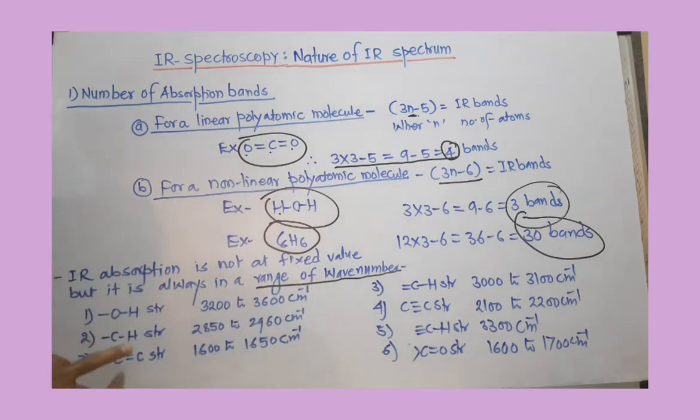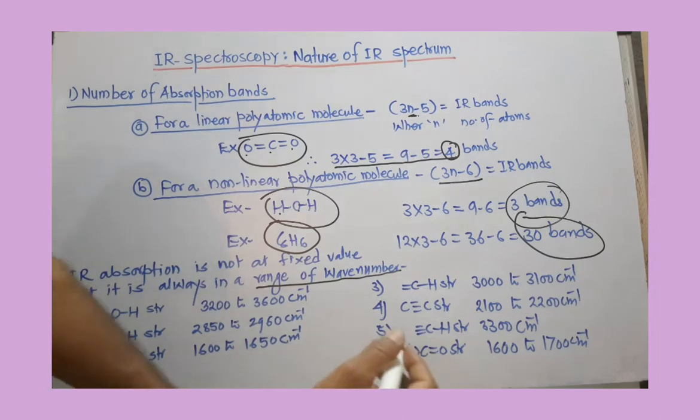For the carbon-carbon double bond, that is fixed at 1600 to 1650, a little bit here and there, but you remember. If your IR spectrum shows a band between 1600 to 1650, you can easily predict this is because of a carbon-carbon double bond. That means your molecule has a carbon-carbon double bond. So this kind of structural information you can gather from the IR spectrum.